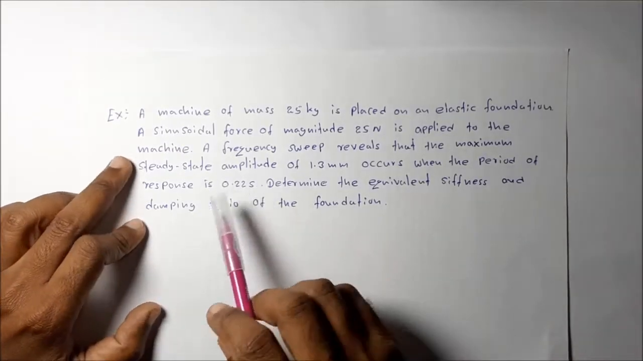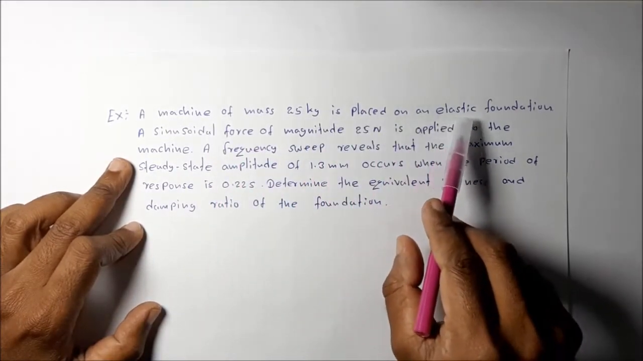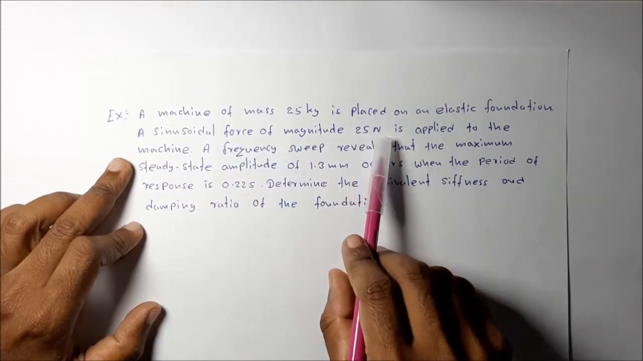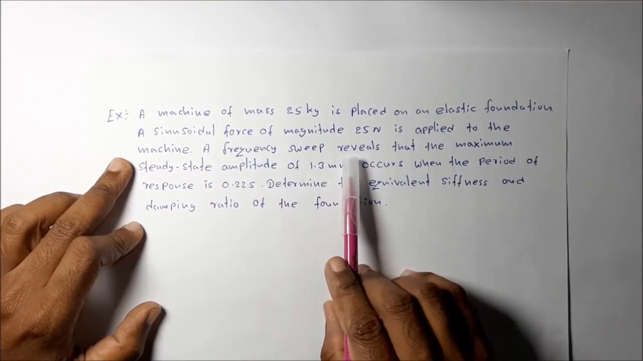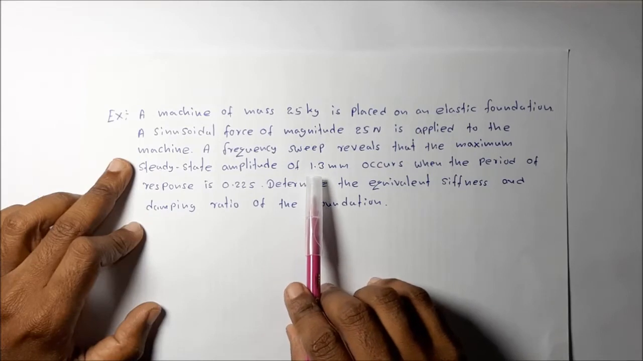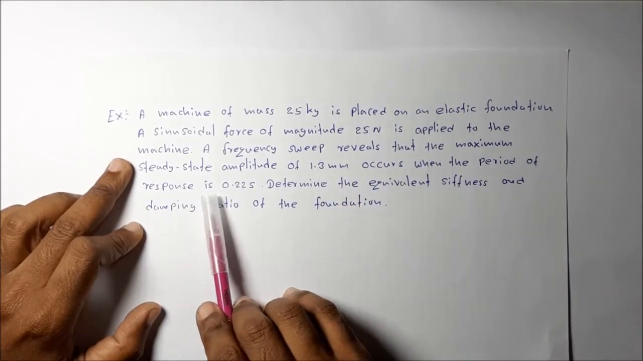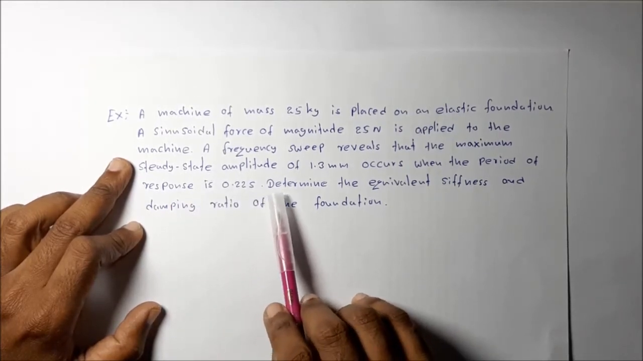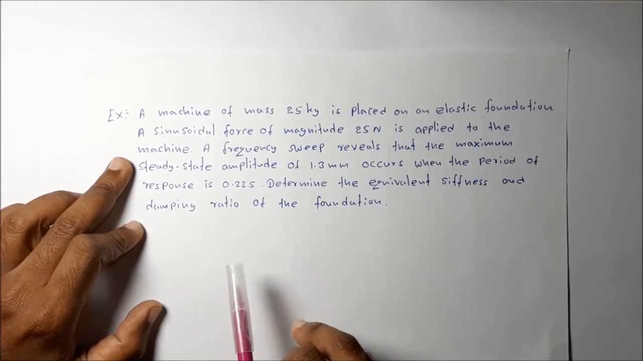Okay, in this problem, a machine of mass 25 kilograms is placed on an elastic foundation. A sinusoidal force of magnitude 25 Newtons is applied to the machine. The frequency sweep reveals that the maximum steady state amplitude of the vibration is 1.3 millimeters, and it occurs when the period of response is 0.22 seconds. Determine the equivalent stiffness and the damping ratio of the foundation.